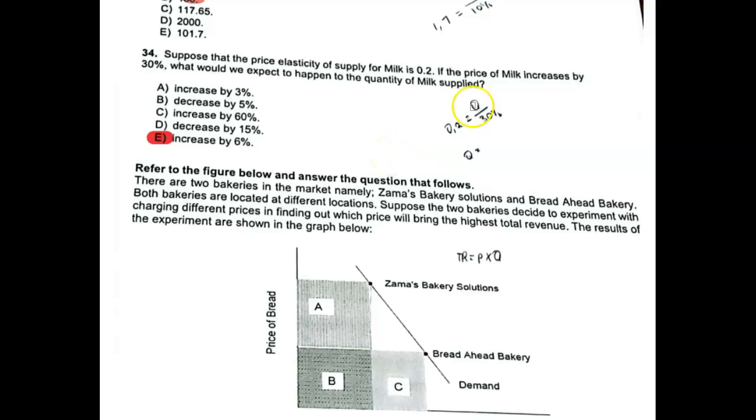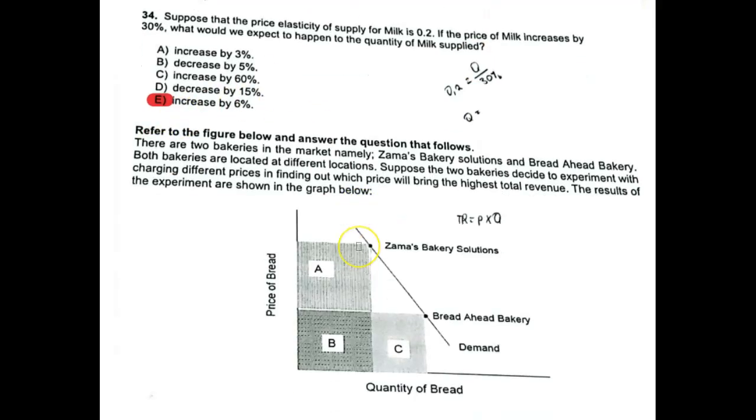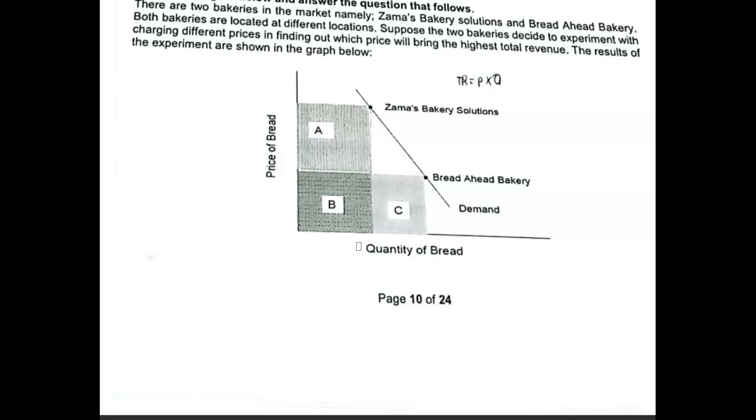So x over price. If the price increases by 30%, so a 30% increase is plus 30, but you don't need to put the percent sign in the fraction, right? Because it cancels out at the end of the day. So 0.2 is equal to x over 30. Solve for x. That should give you positive 6. So it increases by 6%. If it was negative, we put decrease. But it increased by 6%. The answer is E.